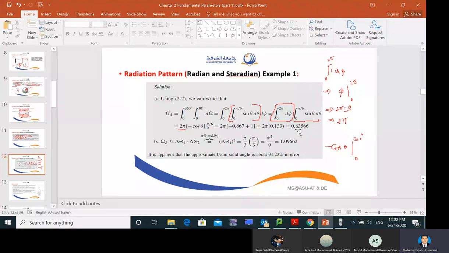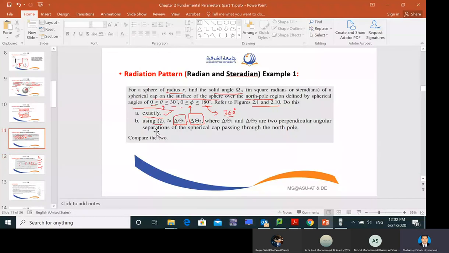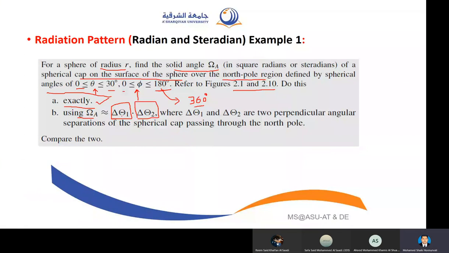That was using the exact equation. But they also asked us to find it using an approximation, where this symbol you are seeing here is known as half power beam width. I hope you already know this one. When you cross multiply the half power beam widths, if the radiation pattern is symmetrical in nature, in both the planes, that is horizontal plane and vertical plane, that is theta plane and phi plane, then it should be equal to the solid angle, which is the approximated value.